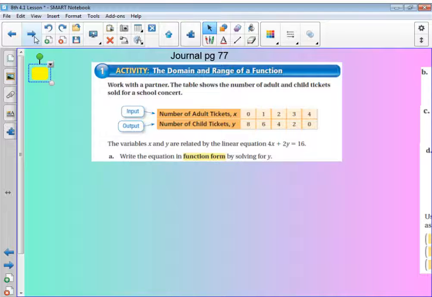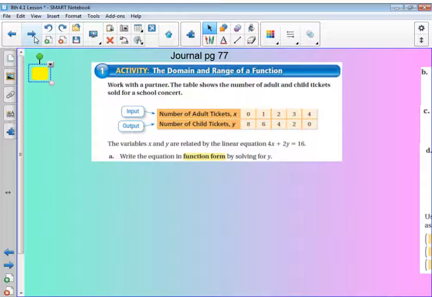So here, you're going to need your practice journal. Open that up to page 77. We're going to work through this together. So here we have a table that shows the number of adult and child tickets that are sold for a school concert. So we've got the input. They have gone ahead and labeled that off. They're not always going to do that.